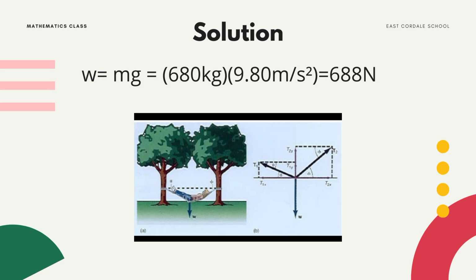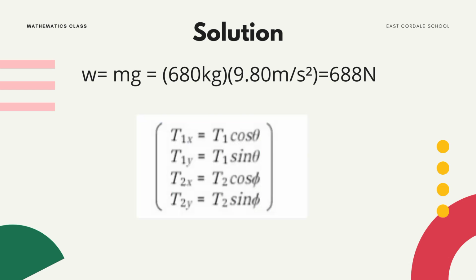Solution: since we will be dealing with force, it is convenient for us to express the mass of the person as a weight immediately. That is, weight is equal to mass multiplied by gravity, which is 68.0 kg multiplied by 9.80 meters per second squared, which is equal to 668 Newton. All the forces that are acting on the hammock are drawn in figure B. The forces which I show you.